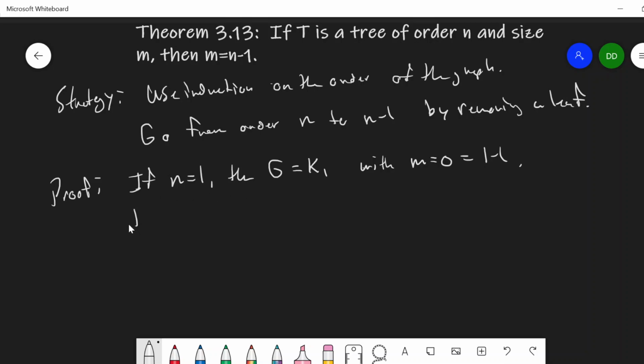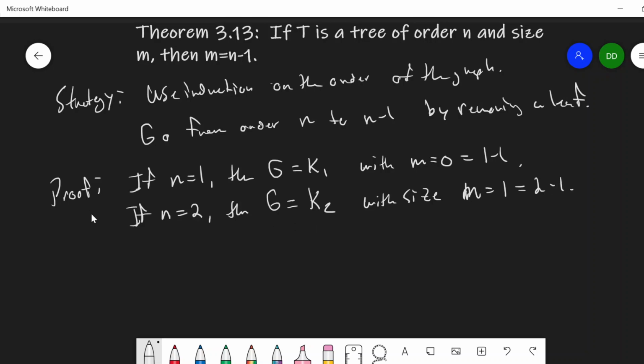I think I even want to say if n equals 2, why not? Let's establish two things for our base. We don't really need it, but that's fine. If n equals 2, then the only tree of order 2 would have to be just the path, P2, or K2, same thing. Then G equals K2 with size m equal to 1, which is 2 minus 1. So our base holds.